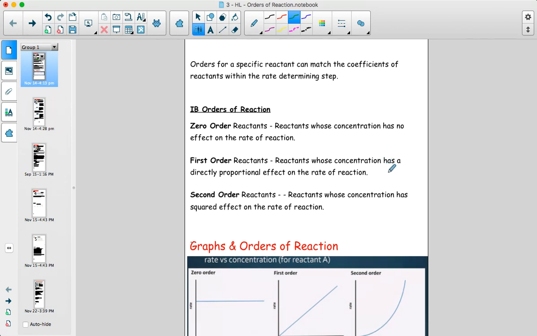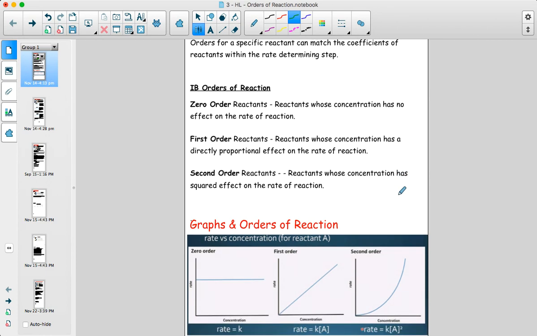First order reactants are probably the most simple, sort of matching what we would expect from a simple consideration of reactions in collision theory. First order reactants are reactants whose concentration has a directly proportional effect on the rate of reaction, meaning if I double the concentration of this reactant, it doubles the reaction rate. If I halve the concentration, it halves the reaction rate. If I quadruple the concentration, it quadruples the reaction rate, and so on.